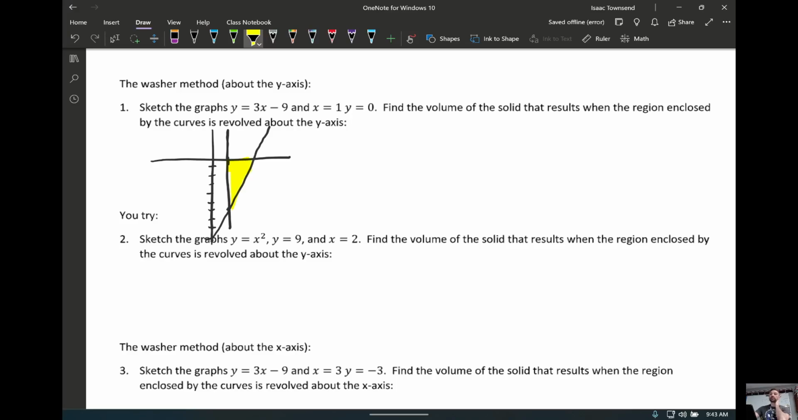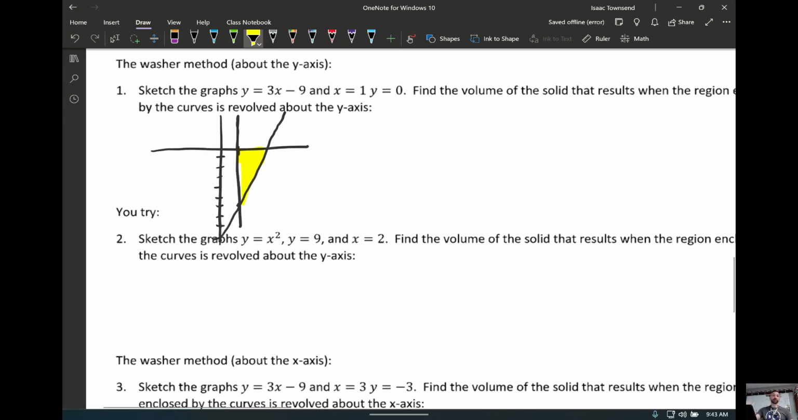Just like the disk method, there has to be a trapped area. Now, I will warn you that one of the harder parts about washer method is realizing it's washer and not disk. So I'm going to try to emphasize that as much as I can here. So please make sure you're trying to catch on to that, because that will be a big hurdle for you if you don't catch on to it.